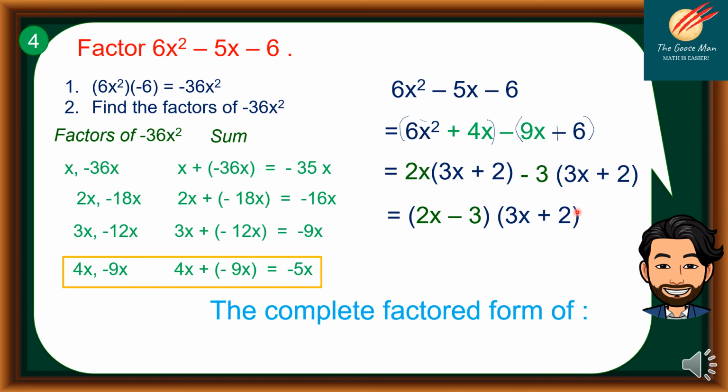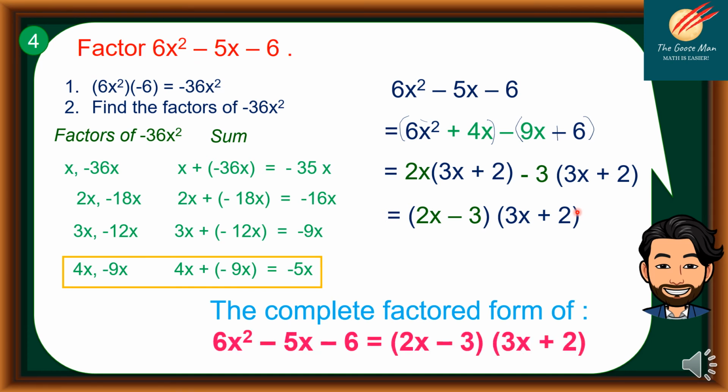Therefore, the complete factored form of 6x squared minus 5x minus 6 equals 2x minus 3 times 3x plus 2.